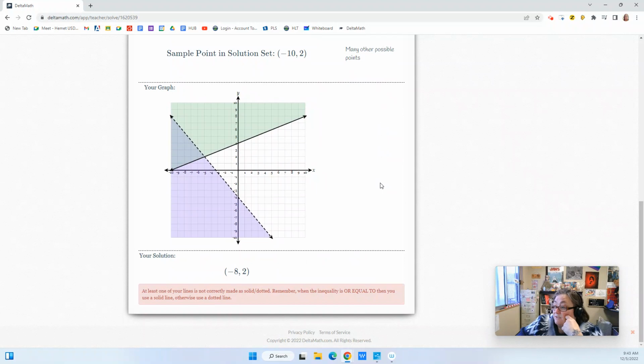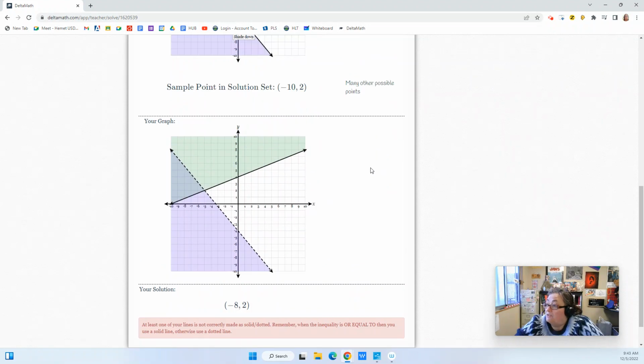Okay, so it does tell you. It says at least one of your lines is not correctly made as solid or dotted. So it does tell you what is wrong with the problem when you do it. I just wanted to make sure that it would tell you.